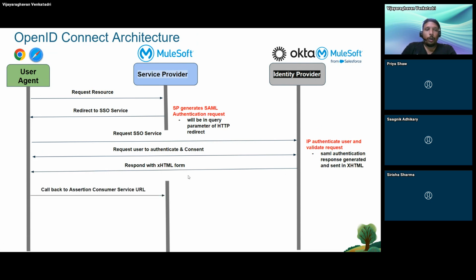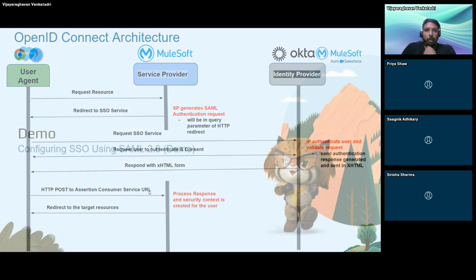Once the browser receives it, it makes a call to the assertion consumer service URL, which is nothing but a callback URL. This architecture is pretty much similar to what you have seen in OIDC. So it will send this sample assertion response back to the service provider, and it will process the security context, take the information, and let the user access the target resources. So that's how this architecture works.